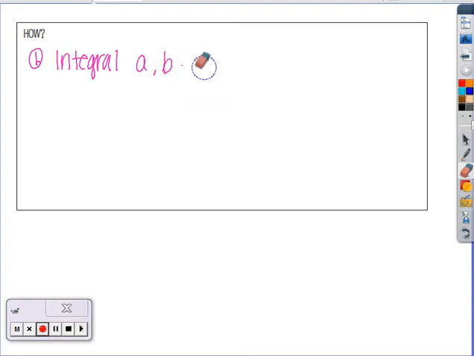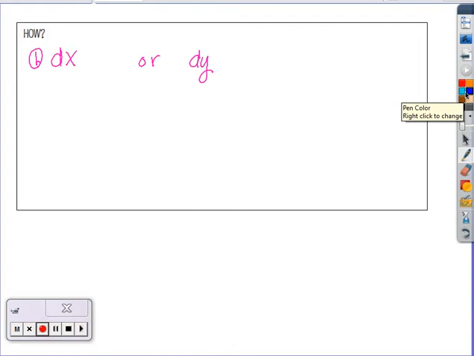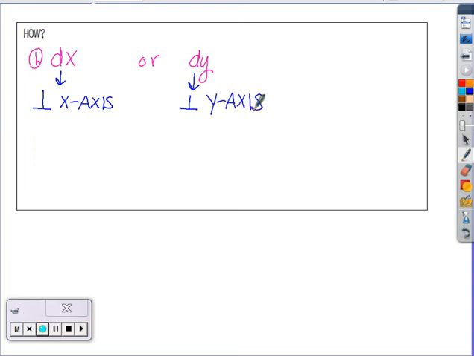Actually, let's not do that first. First thing I want you to do is figure out, is it a dx problem or a dy problem? And the way that we know this is if we end up doing our shapes. So these are perpendicular to the x-axis, and these are perpendicular to the y-axis. That's the first thing. Second thing, find the area of the cross-section.